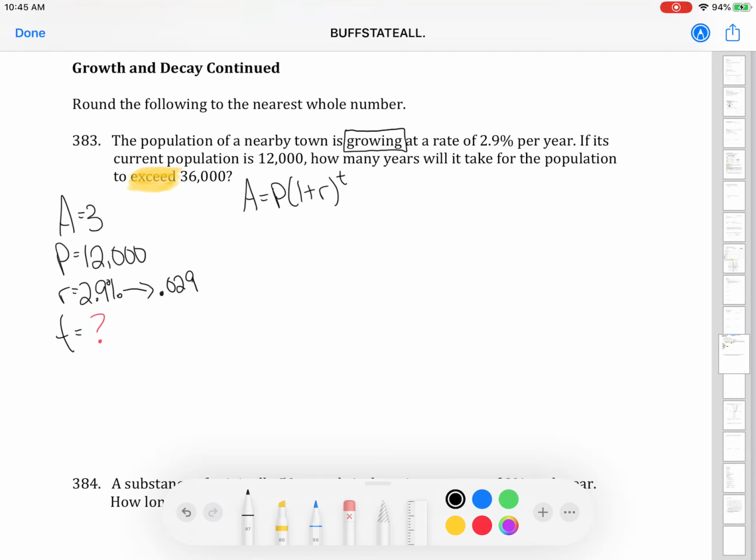So how many years will it take for the population to exceed 36,000? Again, we're going to not worry about that word exceed for a second. I just want you to plug in 36,000. We'll talk about it in a little bit. So by plugging in 36,000, we're going to find out how long it takes to reach 36,000. So if you feel comfortable, take a second to plug everything in. 36,000 equals 12,000. Hopefully you end up with exactly what we have on the screen right now.